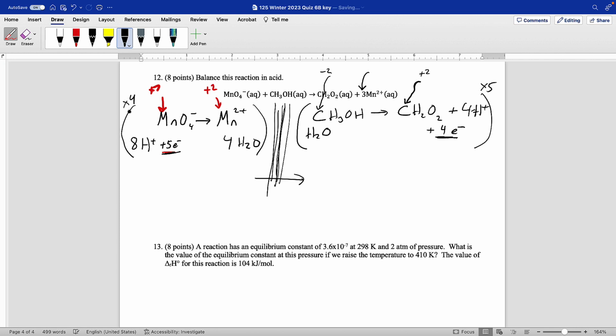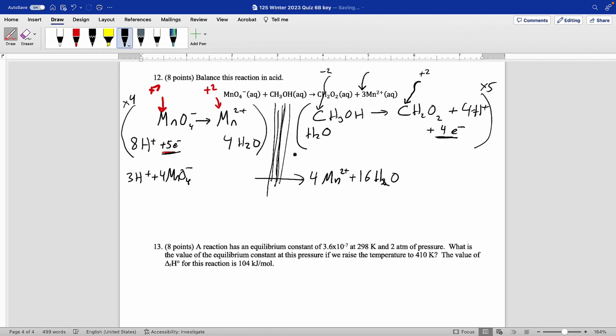So we multiply by 4, we get 32 hydrogen ions plus 4 permanganates. And then on the reactant side, let's go ahead and finish the product side. So we multiply by 4. So we've got 4 times the manganese ions, and 4 times 4 for the water, so 16 waters.